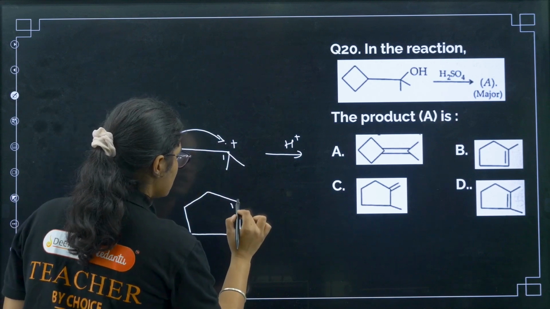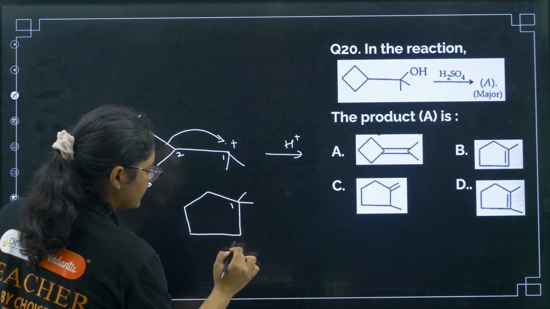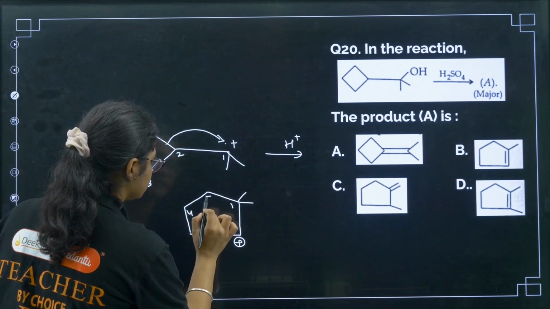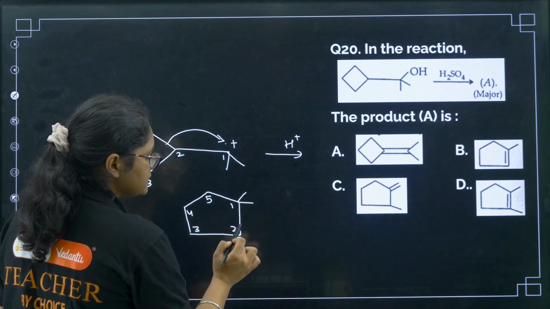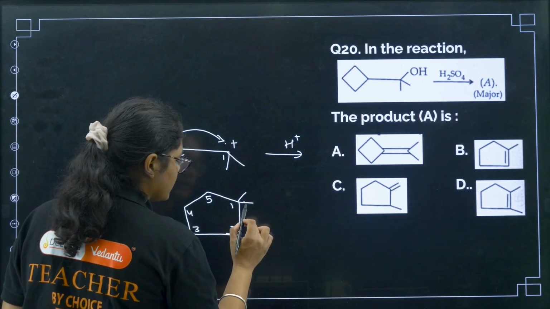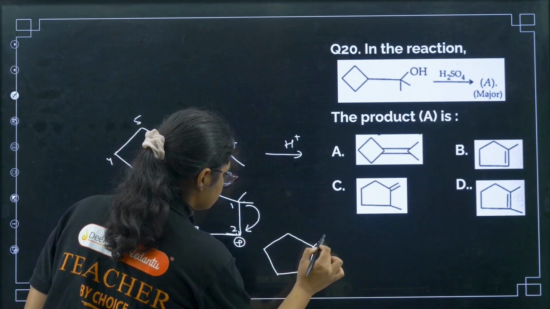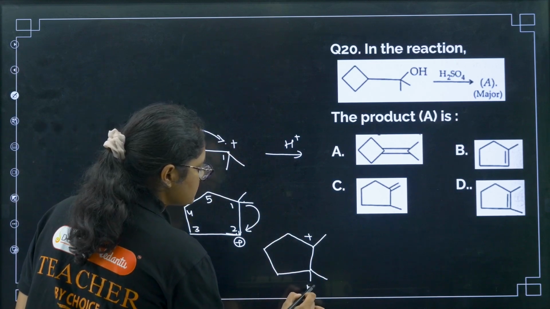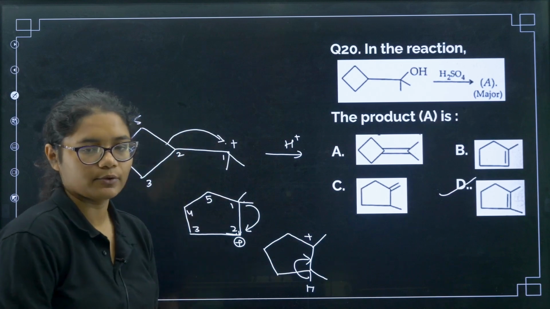On the first carbon I have 2 groups here. Also now if this bond is breaking, I will get a carbocation here. This is 2, then 3, 4 and 5. Now on the second position, this is a secondary carbocation, but if a methyl shift takes place, we will get a tertiary carbocation. So there is a methyl shift here, and the carbocation is produced here. Then one H comes from here and we will get a double bond here. So option number D.